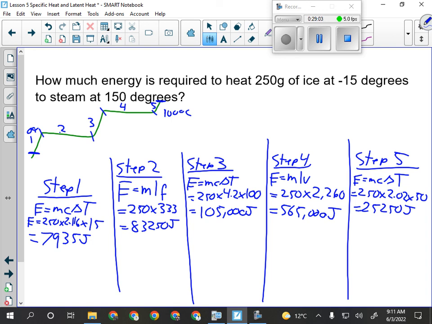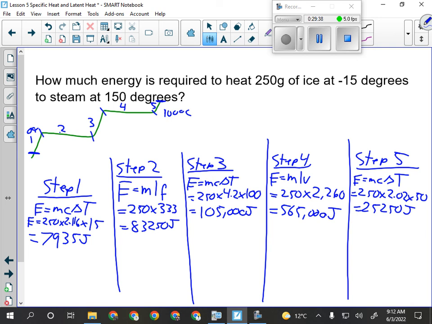Basically every other step is MC delta T. Anywhere the line is going up is MC delta T. Anywhere the line is flat is MLF or MLV. If it's at 100, it's LV. If it's at 0, it's LF. Just little things to remember. Otherwise, you don't have to manipulate anything. You just have to plug in numbers. But if I gave you a question like this that only had 3 steps, it would be an 8-mark question.